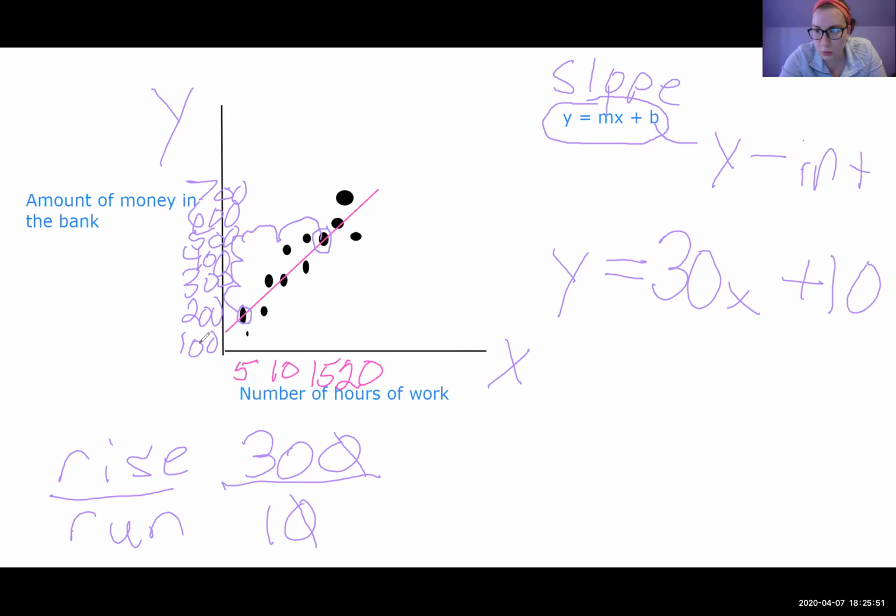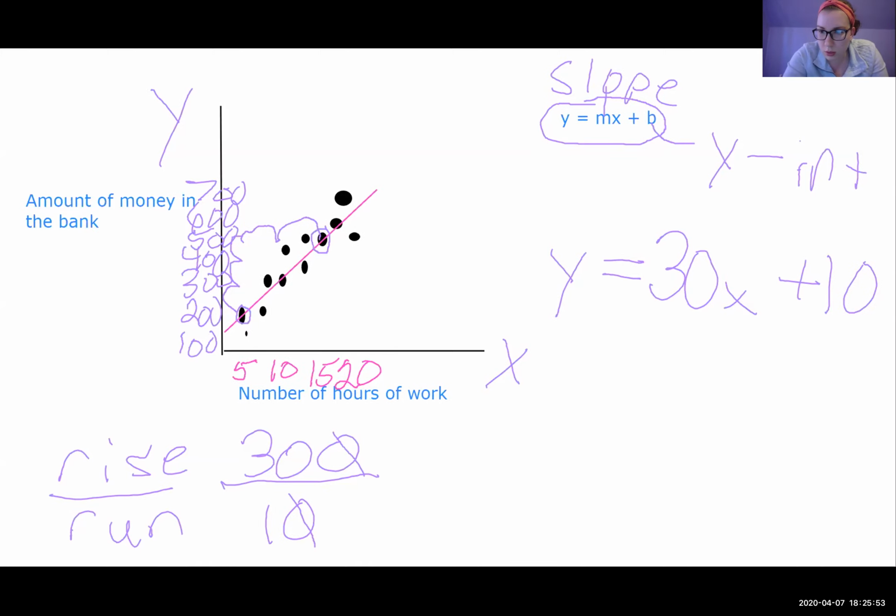100. So now I need to pause myself. If we have our equation here for our line of best fit, y equals 30x plus 100. Now I want to see if I've worked, let's say, 25 hours. How much money could I potentially have in the bank?